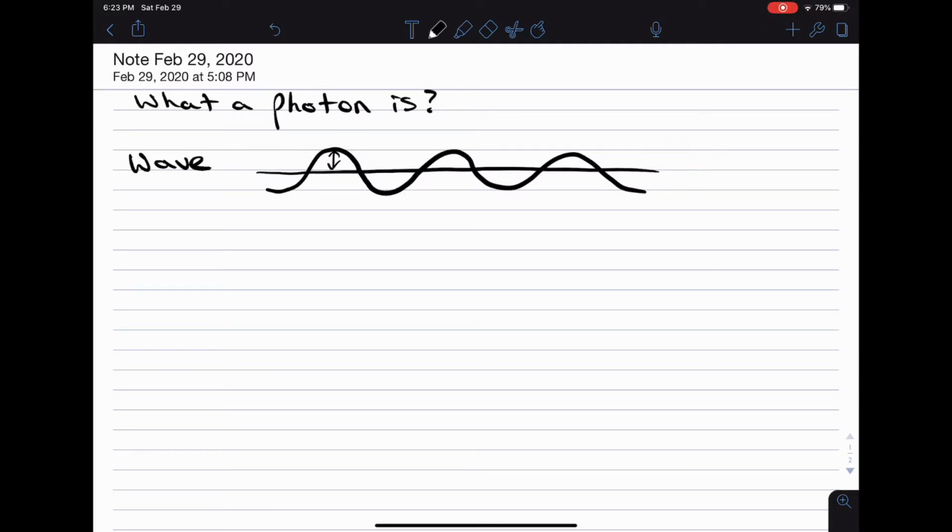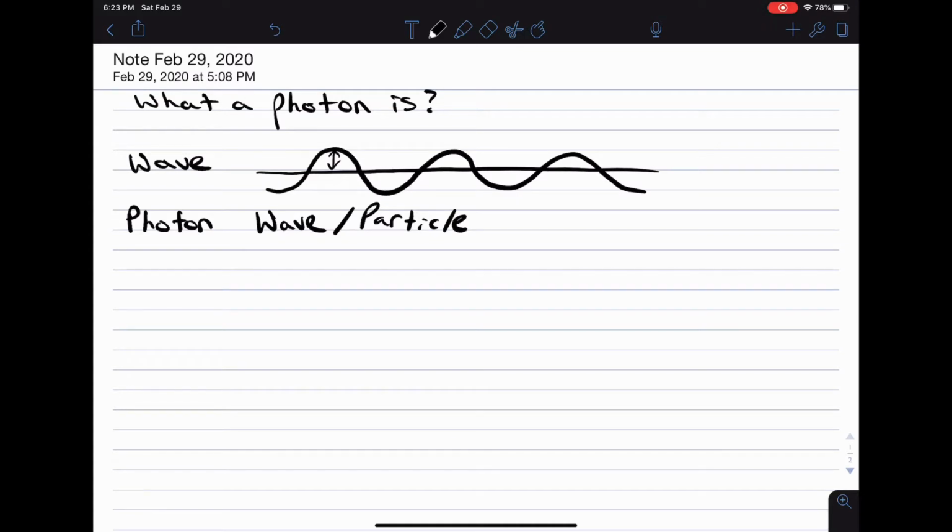And so today I want to talk about how a photon actually has two properties that can be stated as wave properties, but also particle properties. We want to talk about how we can have both of these in one discrete packet called a photon.